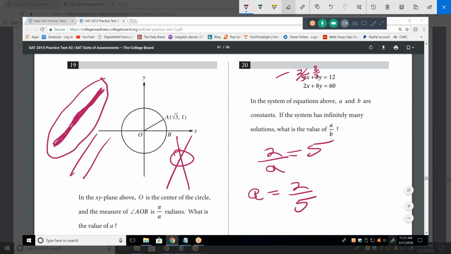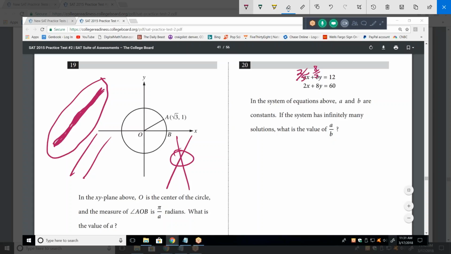Now, before we go further, check it out. The bottom equation is exactly 5 times bigger than the top equation, every term. 2x is 5 times bigger than 2/5 x. 8y is 5 times bigger than 8/5 y. And 60 is 5 times bigger than 12. So now we have everything we need.